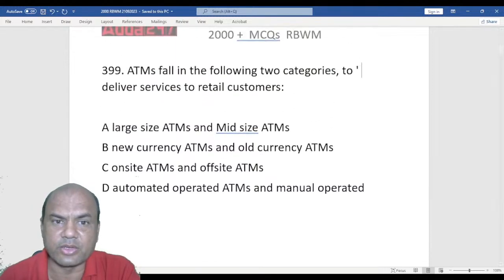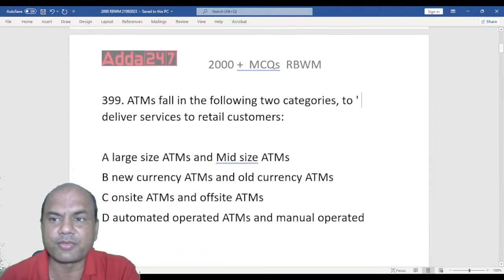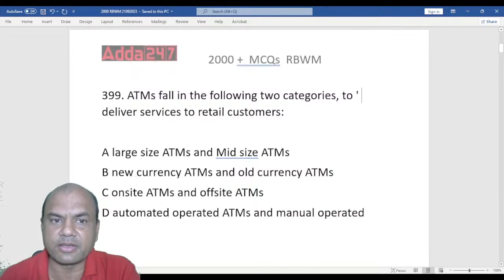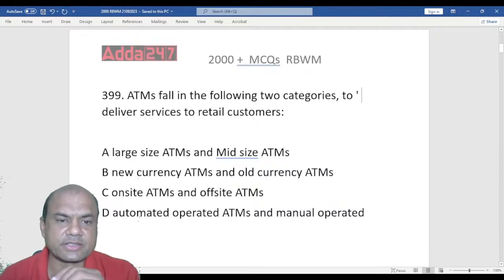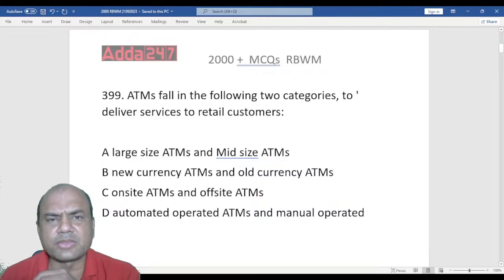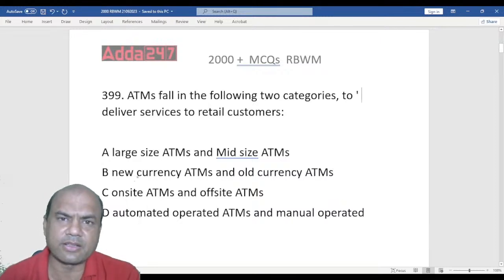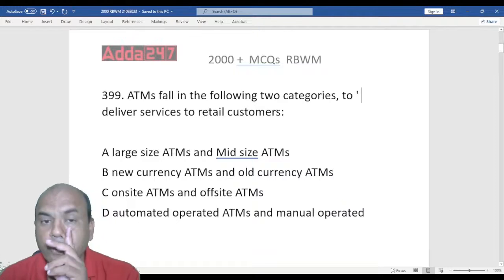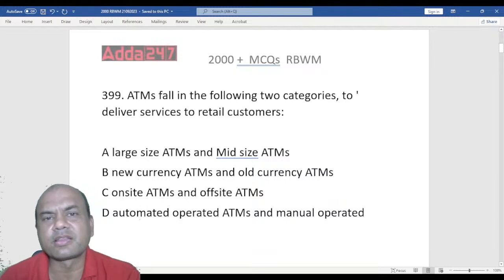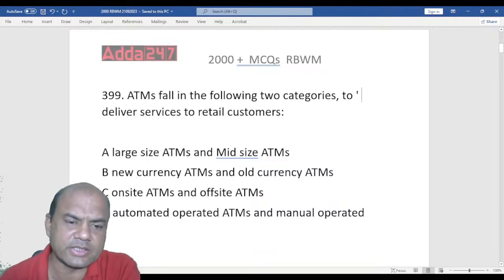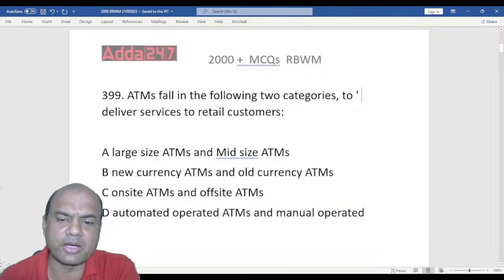Do you have any ATM which is manually operated? Some human being sits there. What is the right answer? Okay, I'll give you 10 seconds. Large size, mid size, new currency, old currency means new notes, old notes. Is it that? New 500 rupees note, old 500 rupees note. Do you have ATMs like that? On-site, off-site? Is this the answer, on-site, off-site, or automated, manual?